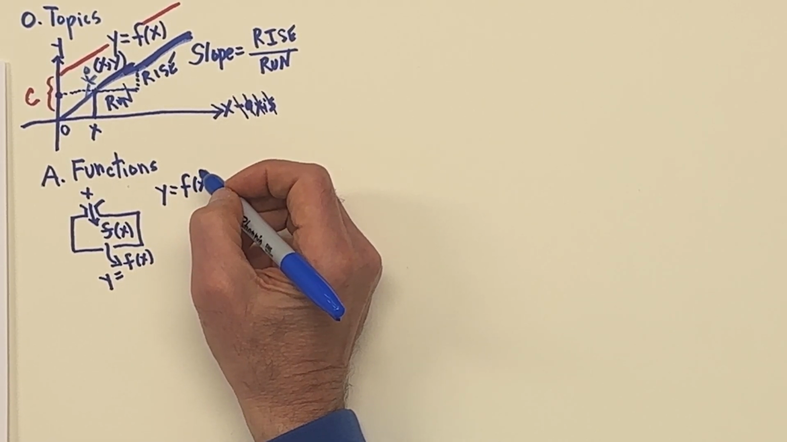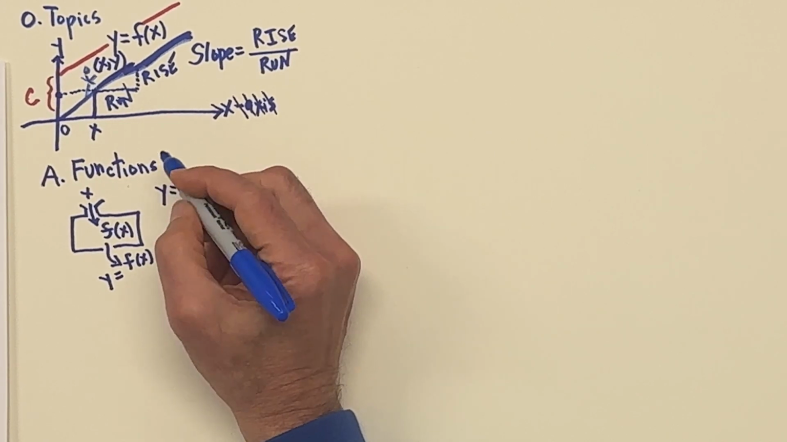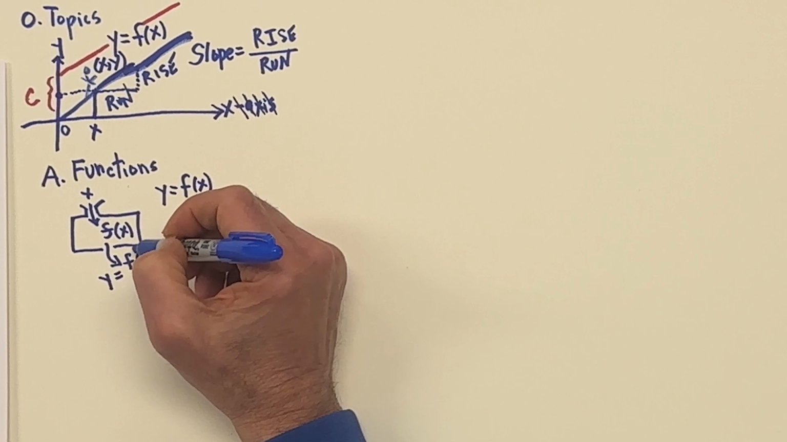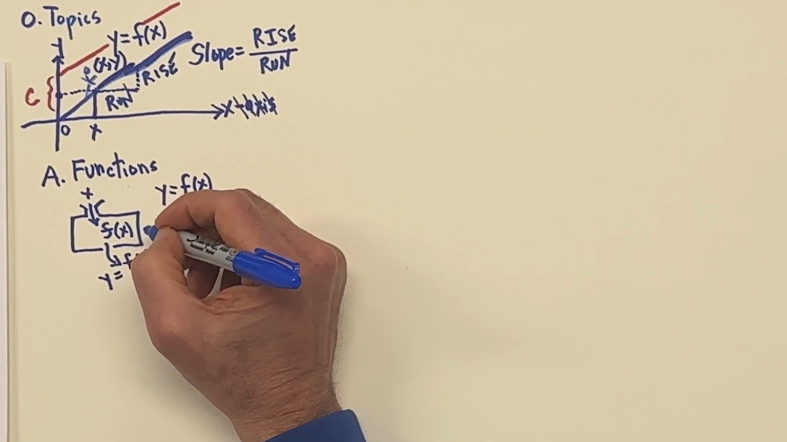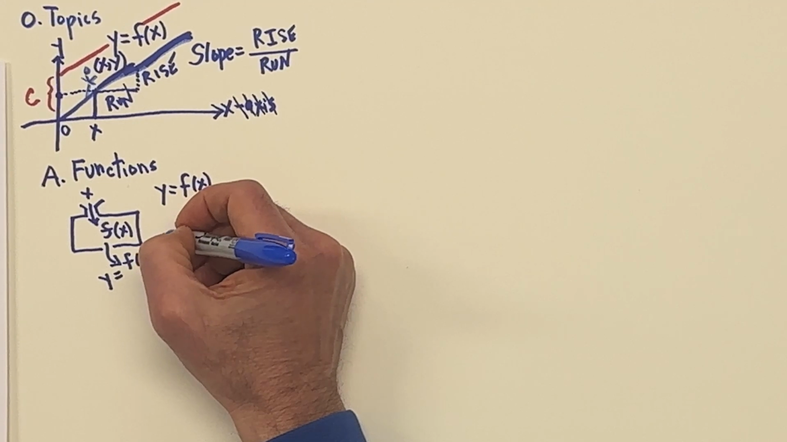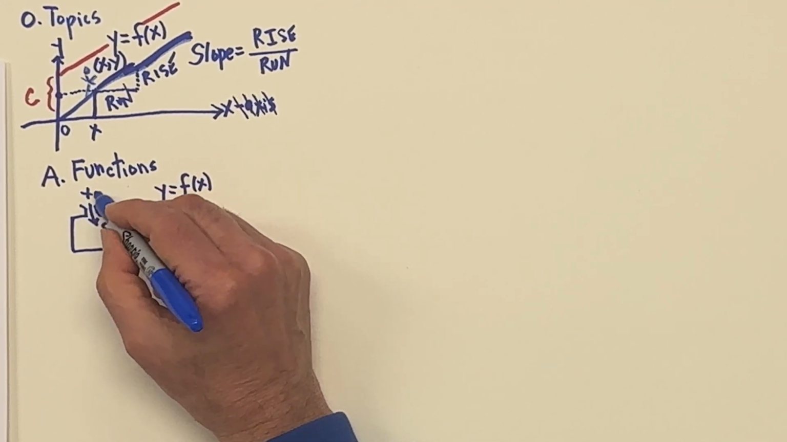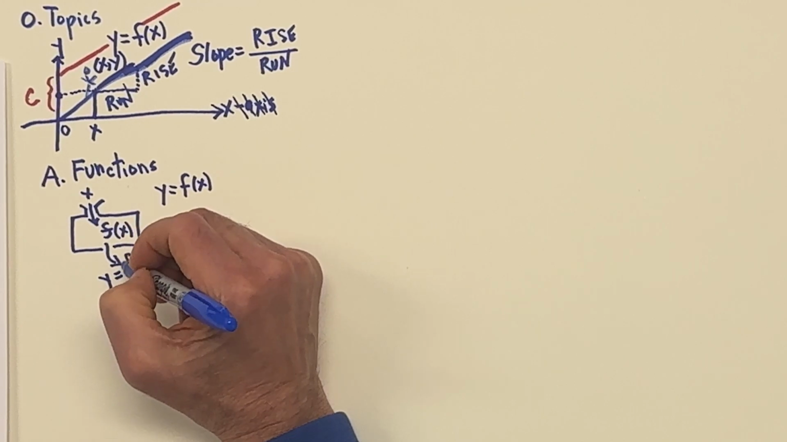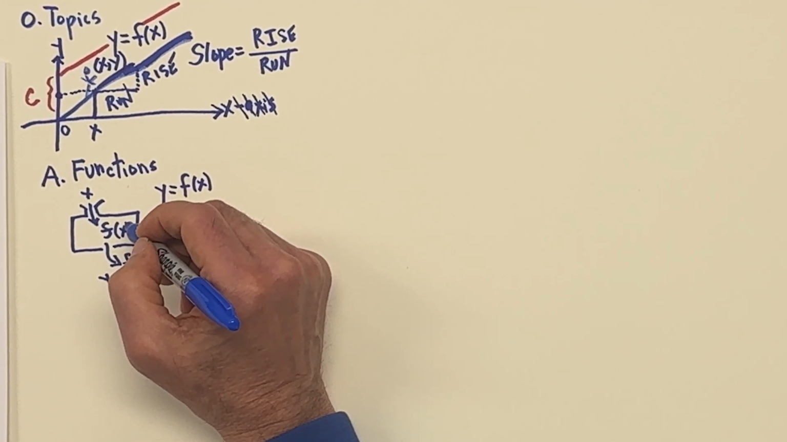Now, it's important to note that only one value of y, or the output, comes out. You can't have multiple outputs. In other words, just one output. But you can have for two different x's the same output. It's just that when things come out, you're only going to have one value.